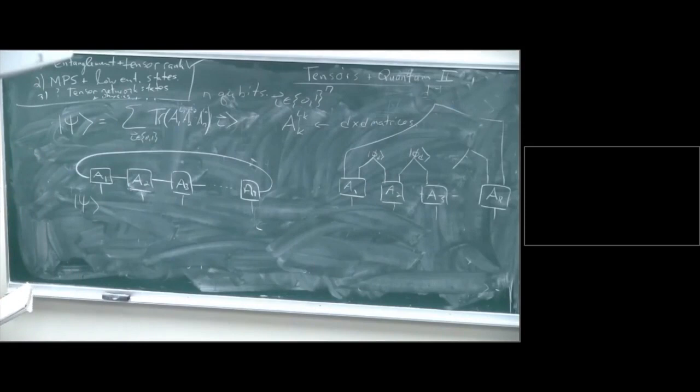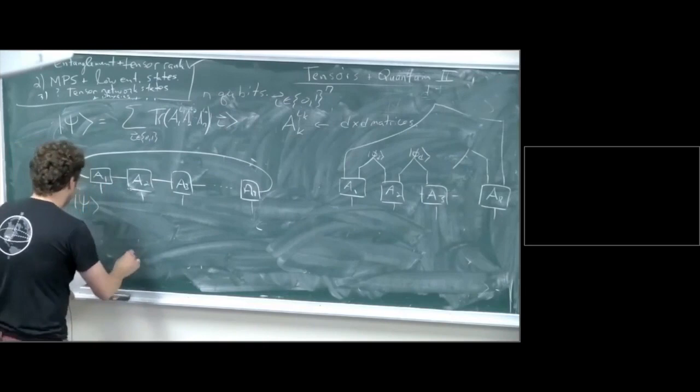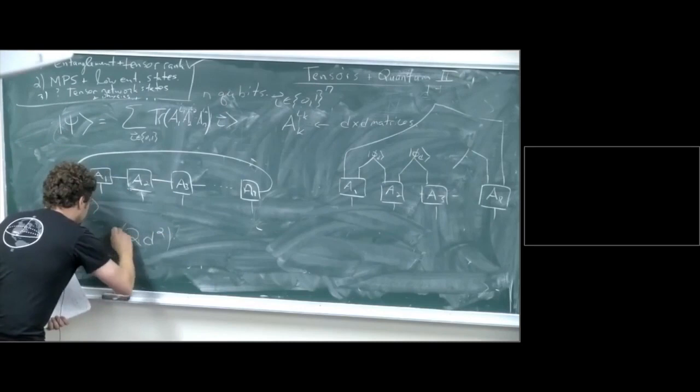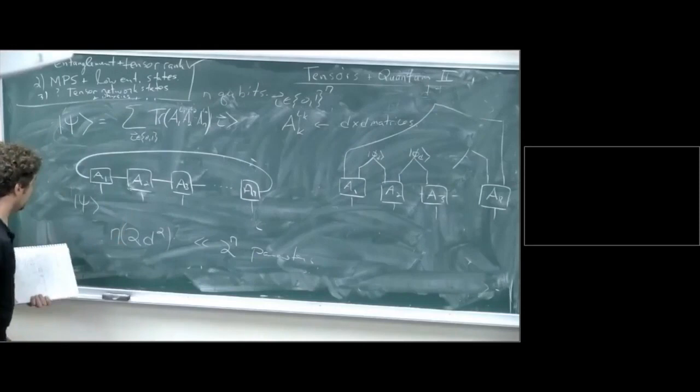So the first thing to note is this is a huge reduction in the number of parameters that I have, right? For one of these things, I have 2 times d squared parameters, and I've got n such tensors, and that's better than 2 to the n parameters if d is not scaling with n.